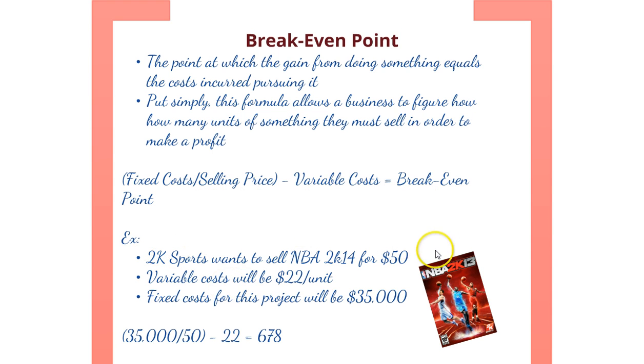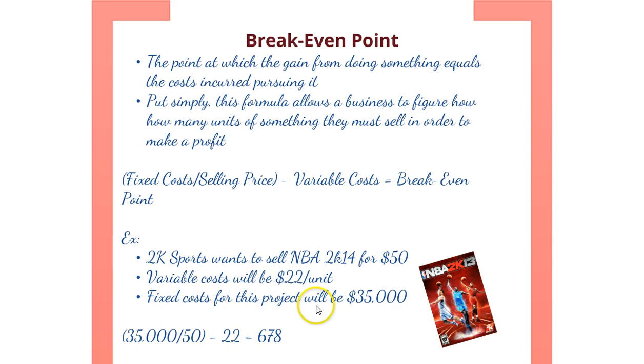So you have 2K Sports. I put 2K14, I don't think that's out yet, but they want to sell their next video game for $50. They think that $50 is the market price that they can get for this product. How many of these games do they have to sell in order to break even? We have some data here. The variable costs will be $22 a unit. So variable costs to make this game are $22 for every game that's produced.